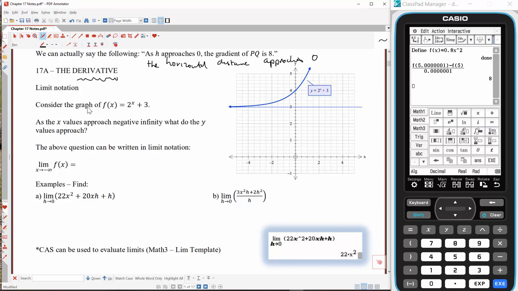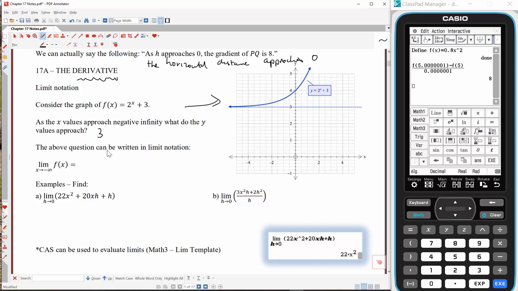So here we've got a graph of f of x equals 2 to the x plus 3. That's that graph there. As the x values approach negative infinity, what do the y values approach? So x is approaching negative infinity, the y value is tunneling down, and we're going to say that it approaches 3.